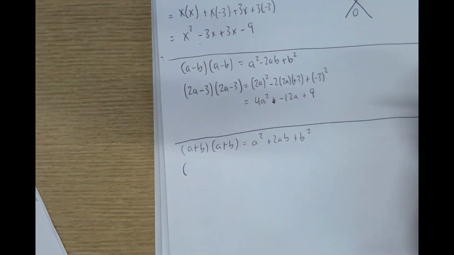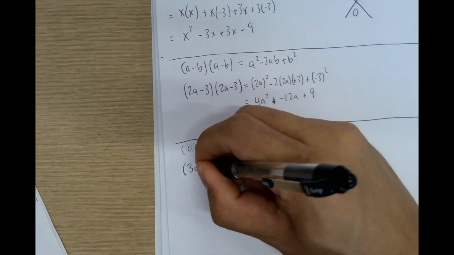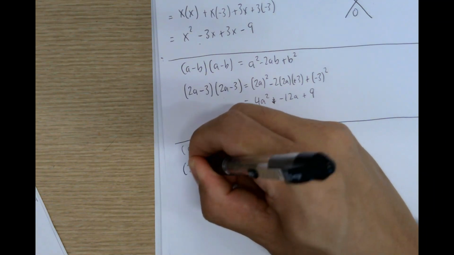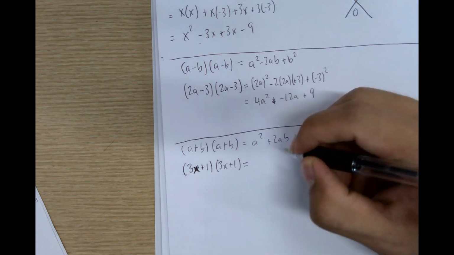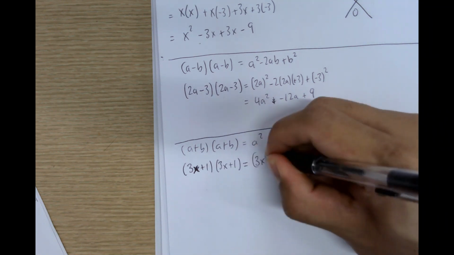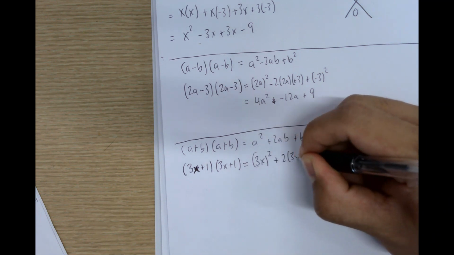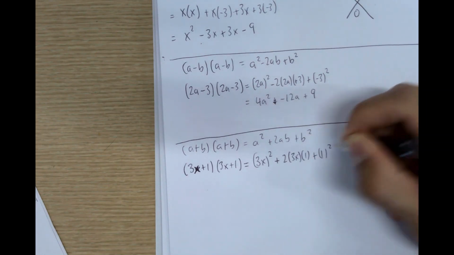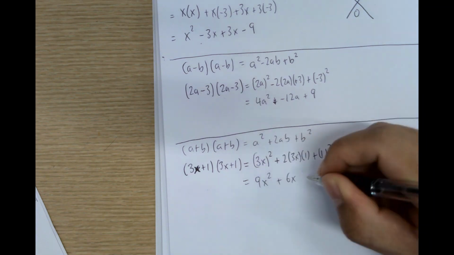So as an example, if you have 3a plus 1, or sorry, 3x, you can use x or a, it doesn't matter, 3x plus 1, and this equals, again, 3x squared plus 2 times 3x times 1 plus 1 squared. We have 9x squared plus 6x plus 1.